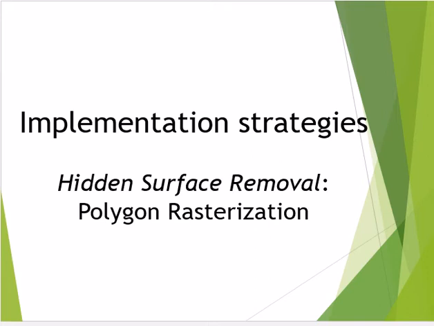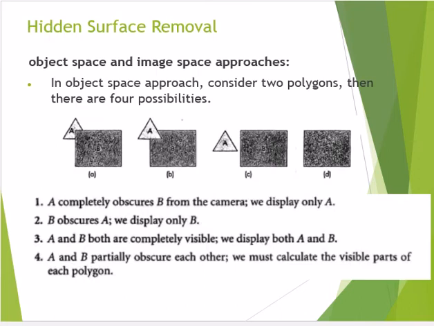The next topic is hidden surface removal. Hidden surface removal is a method, or a process, where we remove the hidden surfaces of a polygon, meaning the surfaces that are not visible to the viewer in the real scenario will be removed, so as to give a perfect 3D shape of the objects.